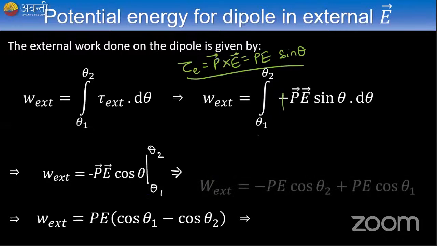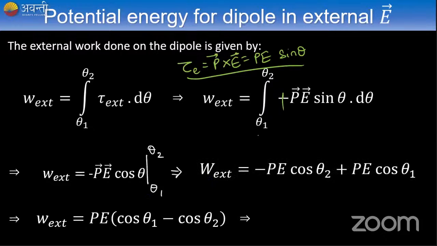Now, if you try to simplify, you will get W external is equal to minus P cos theta minus of minus PE cos theta 2 minus of minus P cos theta 1. So you'll get W external is equal to PE times (cos theta 1 minus cos theta 2). Okay, so this is the general expression for your external work done.